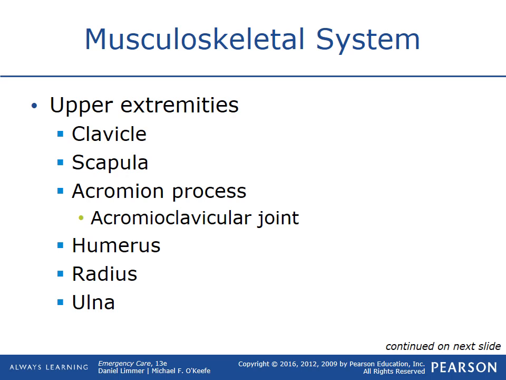Upper extremities. We've got our clavicle, which gets broken a lot, those of you that have ever had a clavicular fracture. You have the scapula, which is the shoulder blade. The acromion process, or the acromioclavicular joint, is the joint that fits right into the shoulder. It's that round portion that we can move around. And then the humerus is the upper arm, and the radius and ulna are both the lower arms. The radius is on the thumb side.